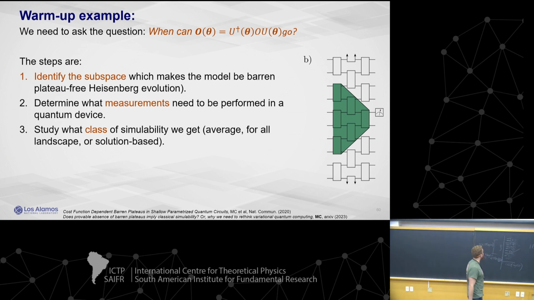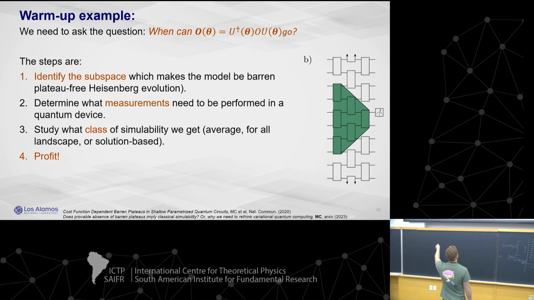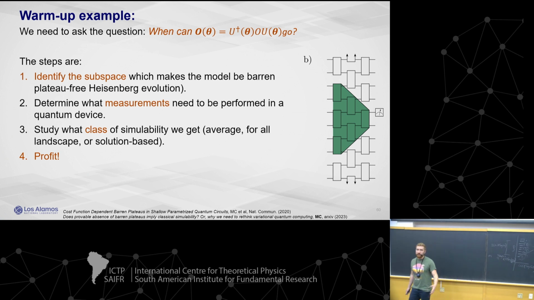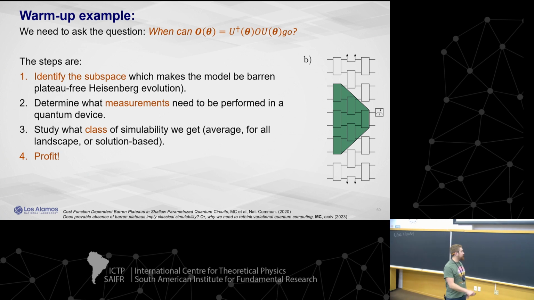But how do we go from here? We've already determined the class of simulable landscape, and that's it. Now you know that if you have shallow depth, hardware efficient ansatz with local measurements, don't run this on a quantum computer. You really don't need to. You can just do a classical simulation with some easy and efficient tomographic procedure.